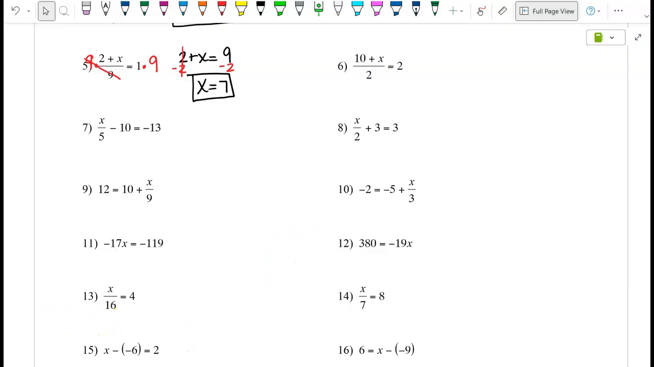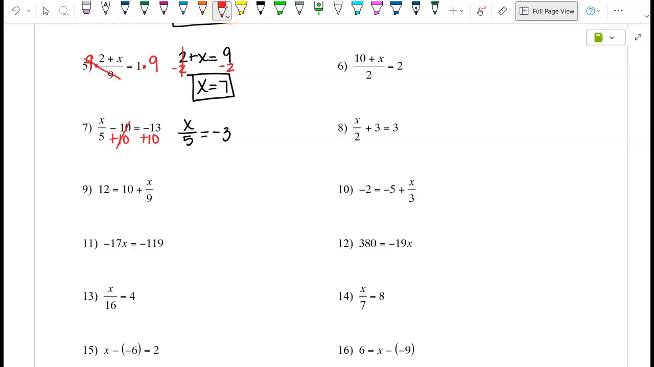All right, so number 7, we have x divided by 5 minus 10 equals negative 13. So Jenny, what do I need to do first to both sides here? I need to add 10 to both sides. So that leaves me with x divided by 5 equals, and Jenny, what did you get for negative 13 plus 10? Negative 3. So I have x divided by 5 equals negative 3.